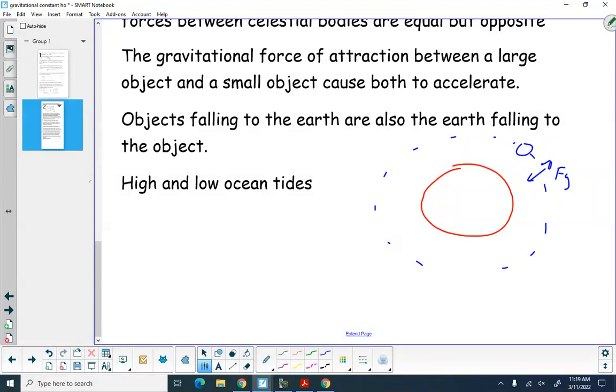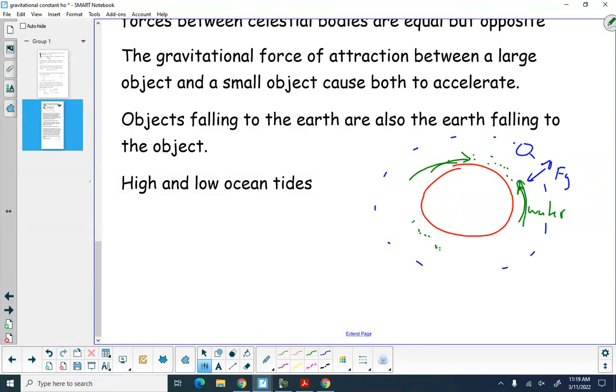When the moon is over top of you, it's going to pull water towards it, which means there's going to be more water here. If there's more water there, that's going to create your high tide. Okay? And the direct opposite, when you're totally opposite of that, you're going to create this high tide.